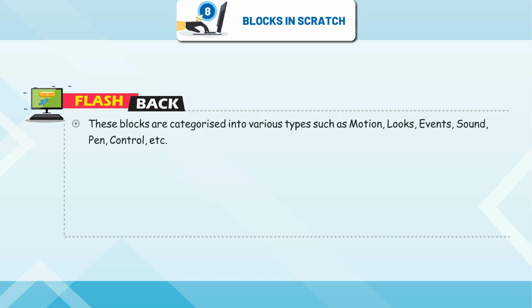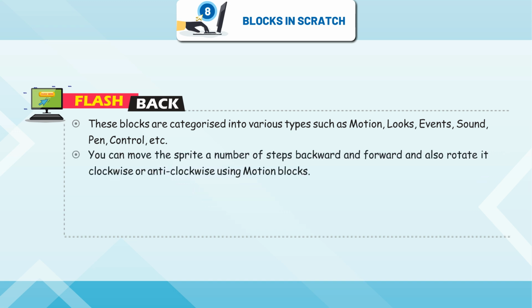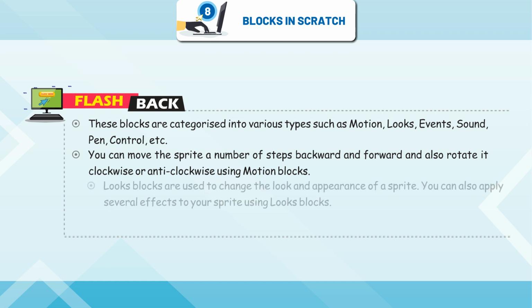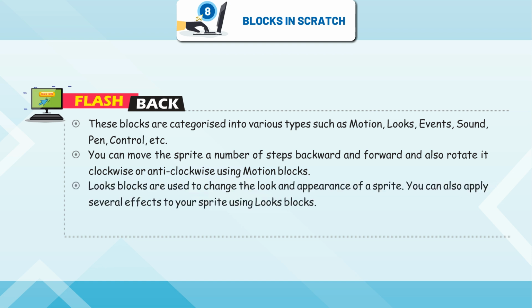These blocks are categorized into various types such as motion, looks, events, sound, pen, control, etc. You can move the sprite a number of steps backward and forward and also rotate it clockwise or anti-clockwise using motion blocks. Looks blocks are used to change the look and appearance of a sprite. You can also apply several effects to your sprite using looks blocks. Sound blocks are used to make sprite play sound.